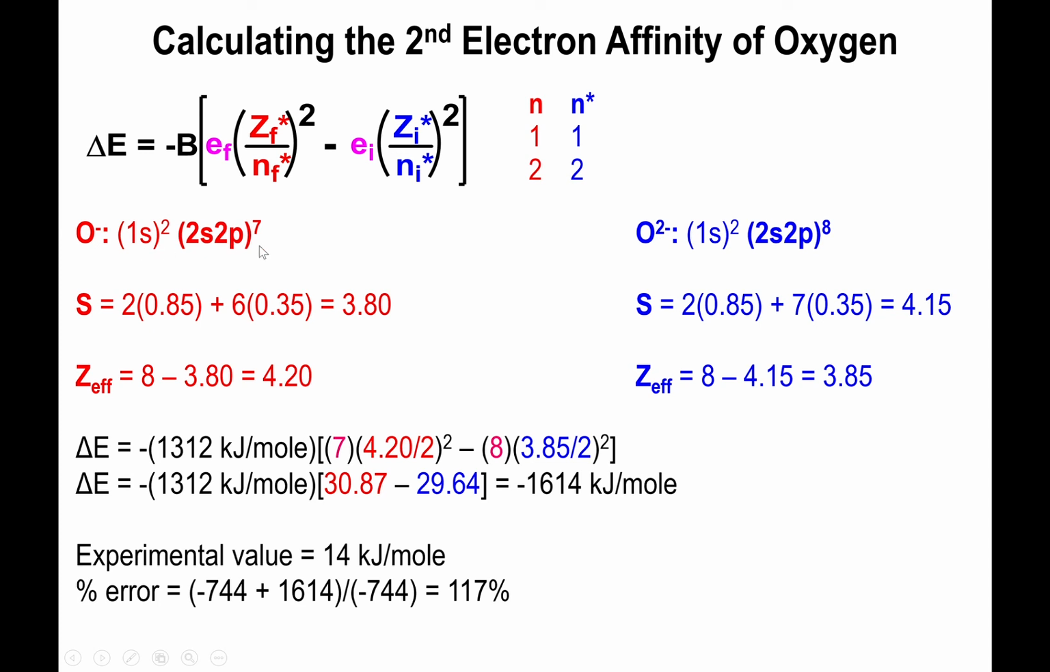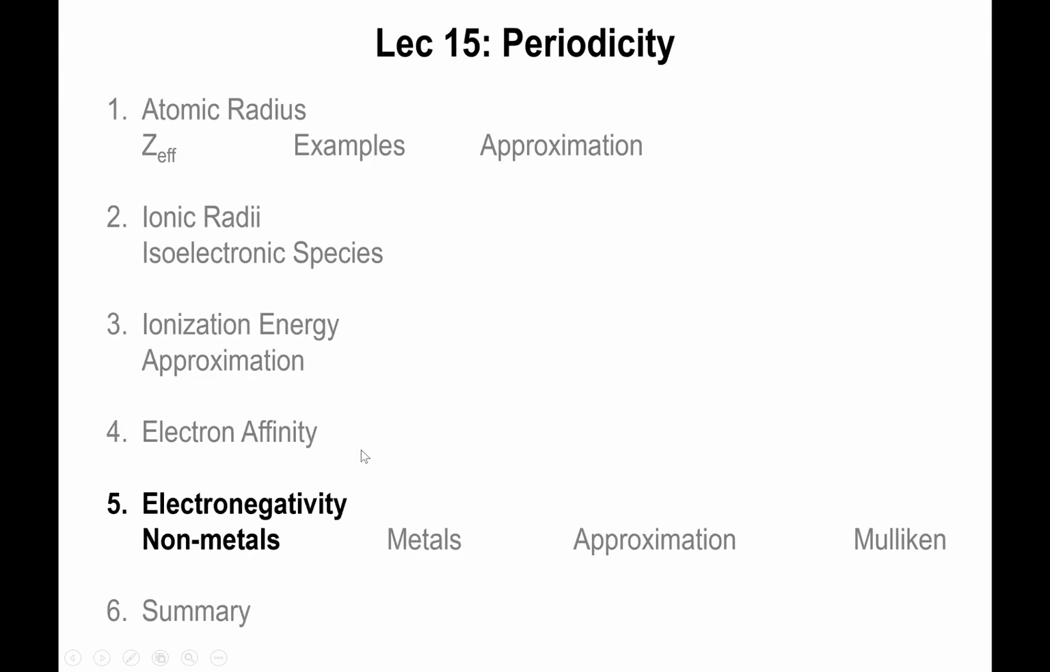And if you use Slater's rules to group the electrons and determine the shielding constants, followed by determining the effective nuclear charge, and then use the Balmer-Slater approximation, you will get a value. But turns out that even for oxygen, the value you get is really bad in terms of the experimental error. The actual value is 14 kilojoules per mole, whereas the calculated value is negative 1614, yielding a percent error of 117. So needless to say, whereas for ionization energy, I will have you use the Balmer-Slater approximation to calculate the value, I will not have you do that for the electron affinity. The error is just too great.